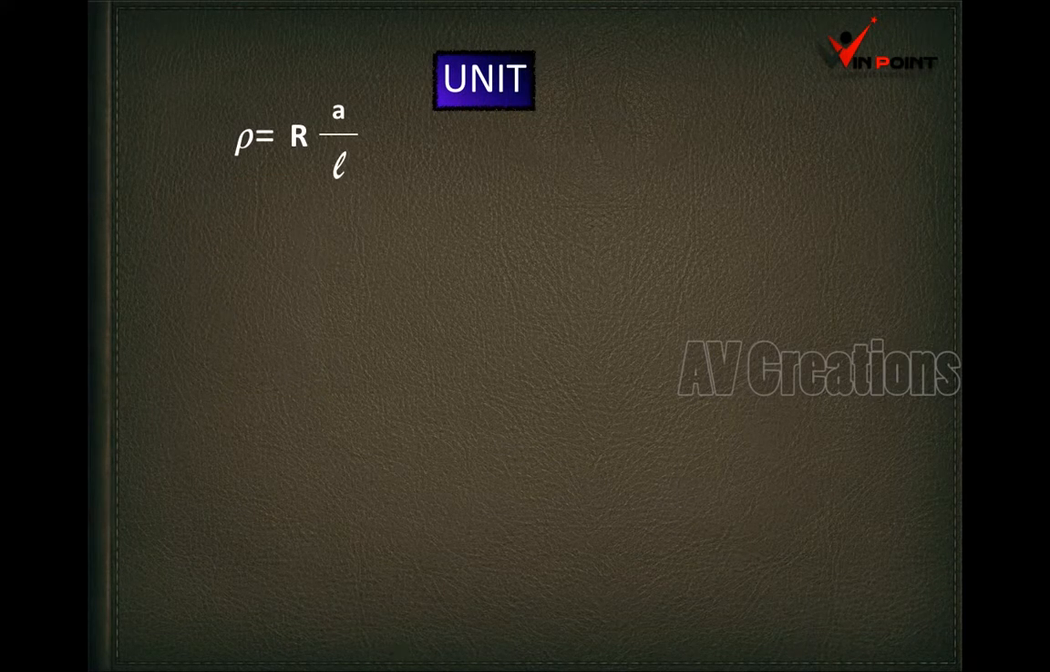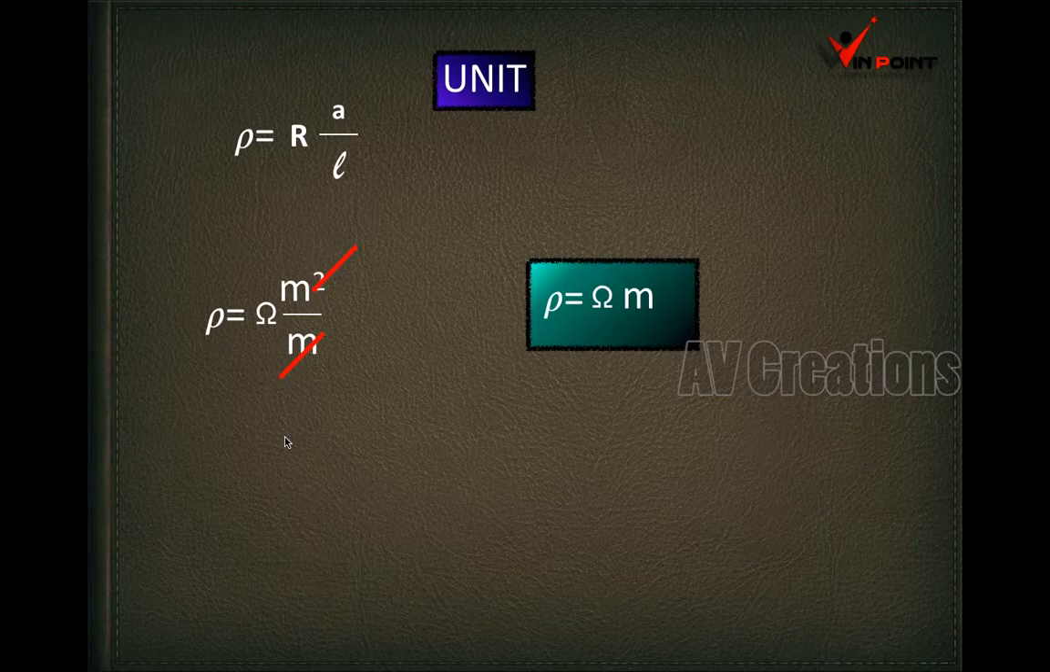Unit of resistivity. We know that the equation for resistivity is R into A by L. The unit of R is ohm. Unit of A is meter square. Unit of L is meter. So ohm meter square per meter. This meter and this meter will cancel each other. Then rho is equal to ohm meter. So the unit of resistivity is ohm meter.